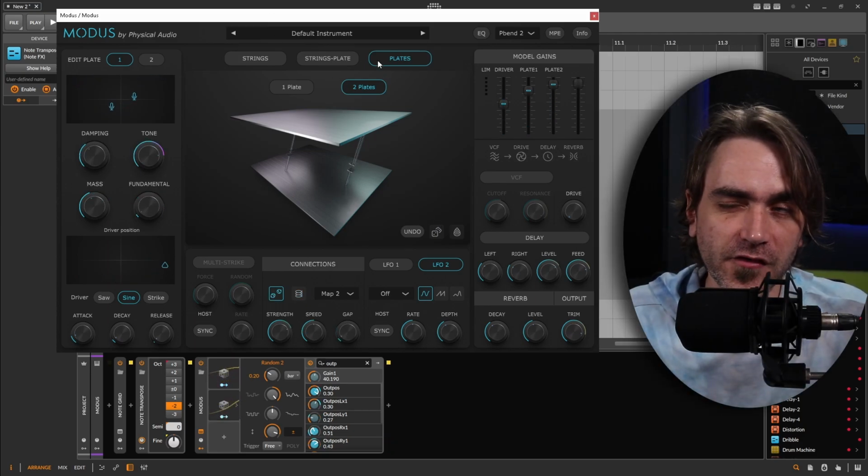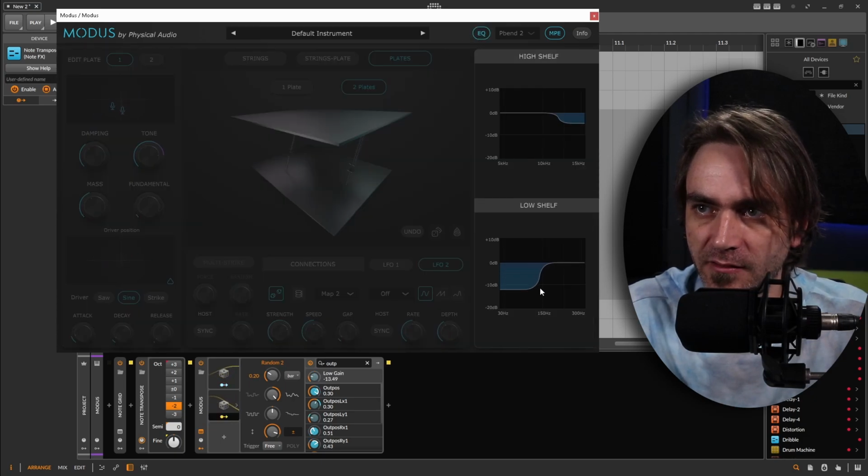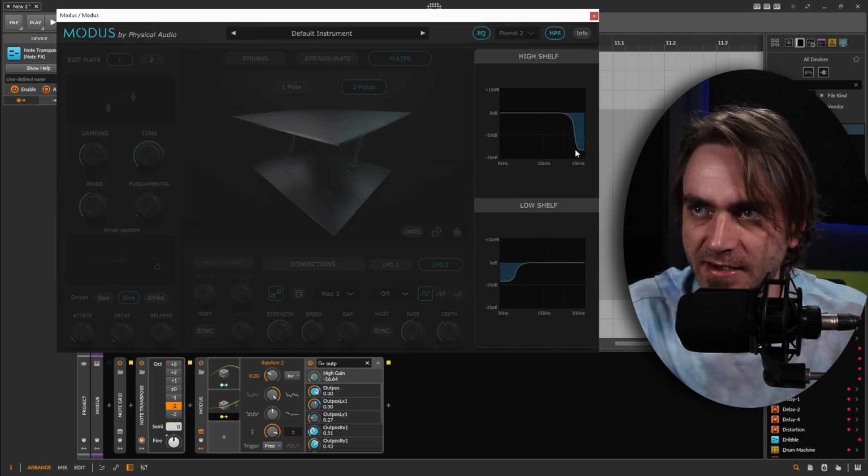So a few other things to note: it does have MPE capabilities and a global EQ that you can dial in like this, a low shelf and a high shelf, just to kind of fine tune the sound.